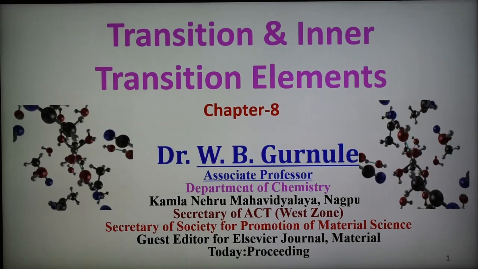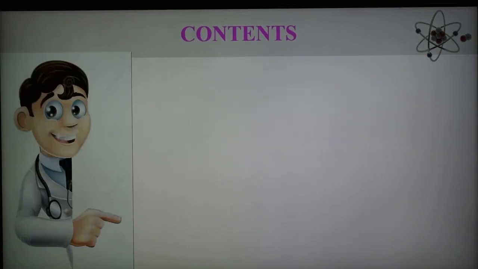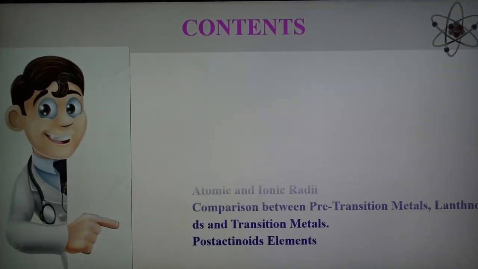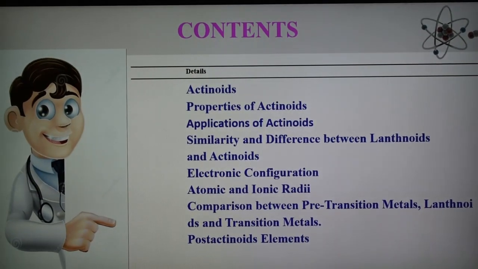already we have discussed the transition elements and also the lanthanoid series elements, and today we are discussing the actinoids. Different topics are given here: what are actinoids, properties of actinoids, application of actinoids, similarity and difference between lanthanoids and actinoids, electronic configuration, atomic and ionic radii, comparison between these different metals and lanthanoid and transition metals, post-lanthanoid elements. So all these parts we are discussing in today's presentation.